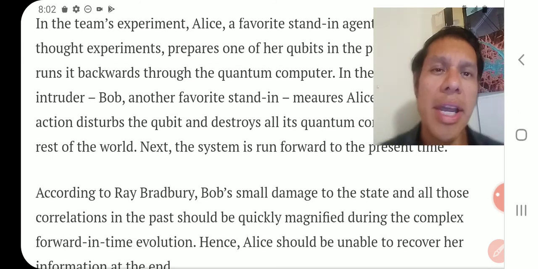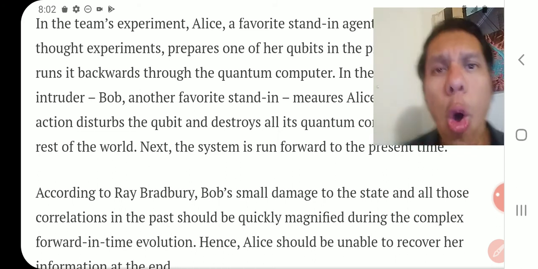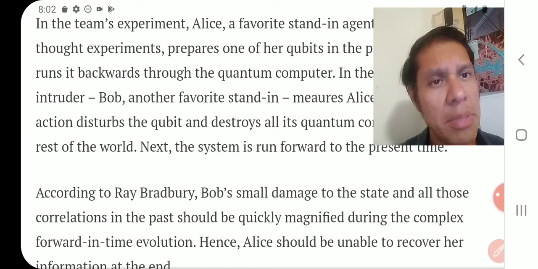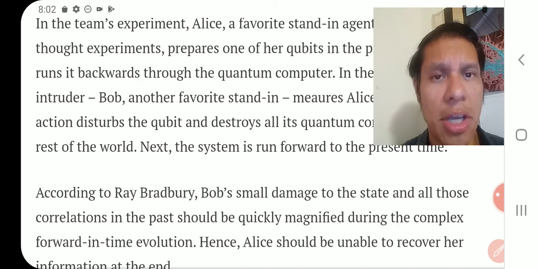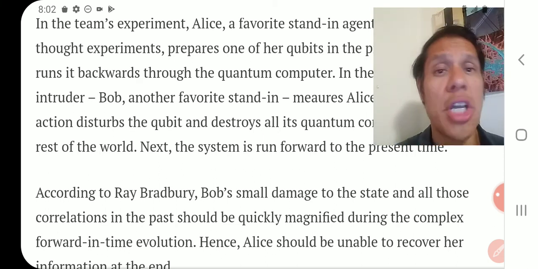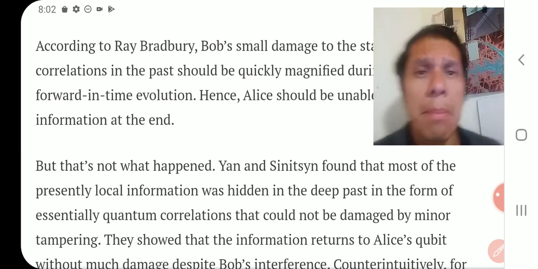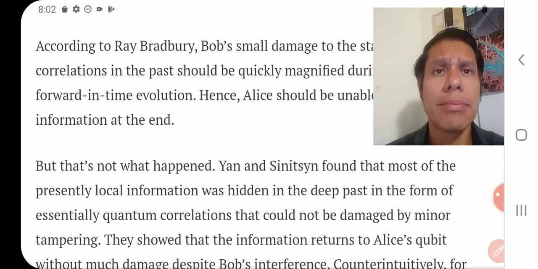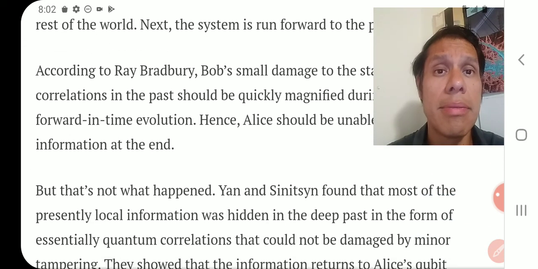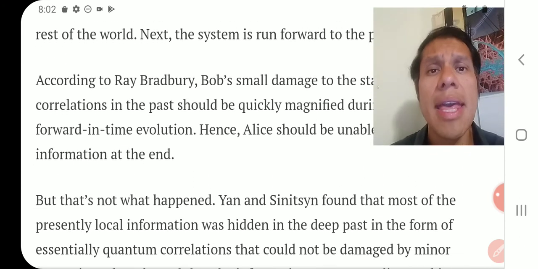According to Ray Bradbury, Bob's small damage to the state and all those correlations in the past should be quickly magnified during the complex forward in time evolution. Hence, Alice should be able to recover her information at the end, right? Which is what I show in the circuit of Bob, right? But that's not what is in the circuit of Bob. So there is a contrast right here, but that's not what happened.